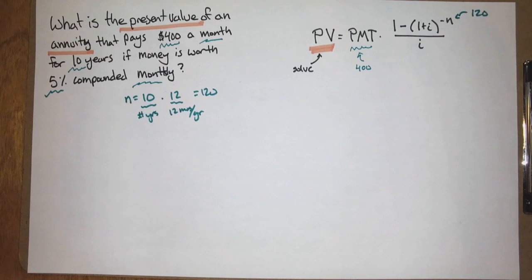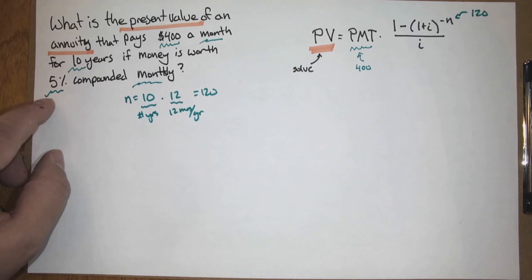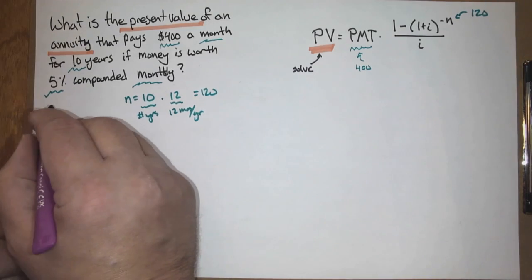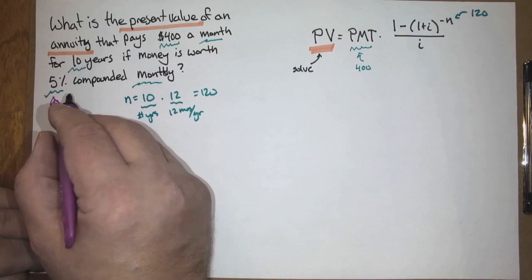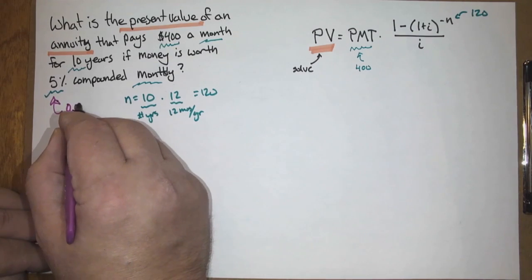That leaves us with one thing left, which is I. Well, there's one number we haven't used, this 5. So how do we turn this 5% into the I that we need? Yeah, so first thing, we can't use it as a 5%. We've got to convert it to a decimal. So 0.05.